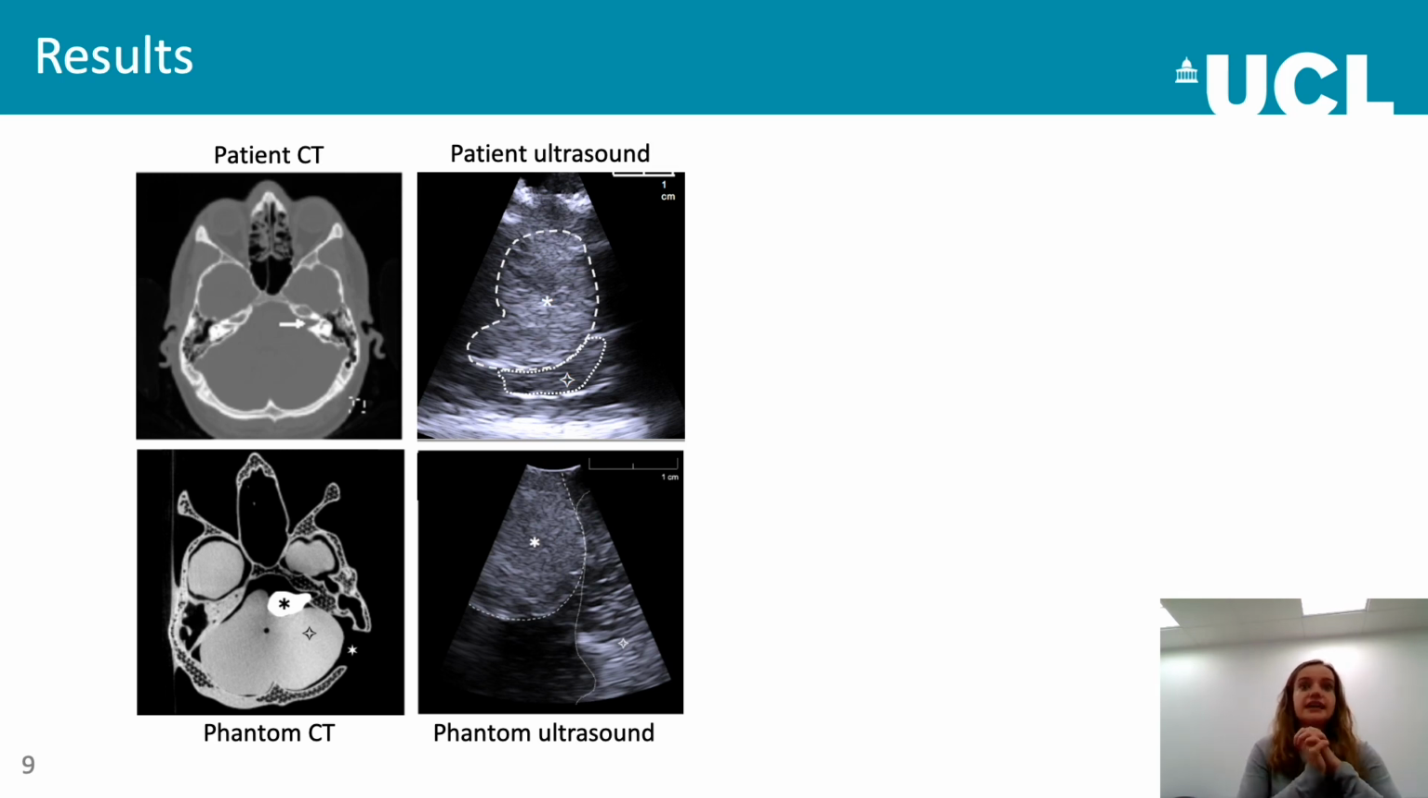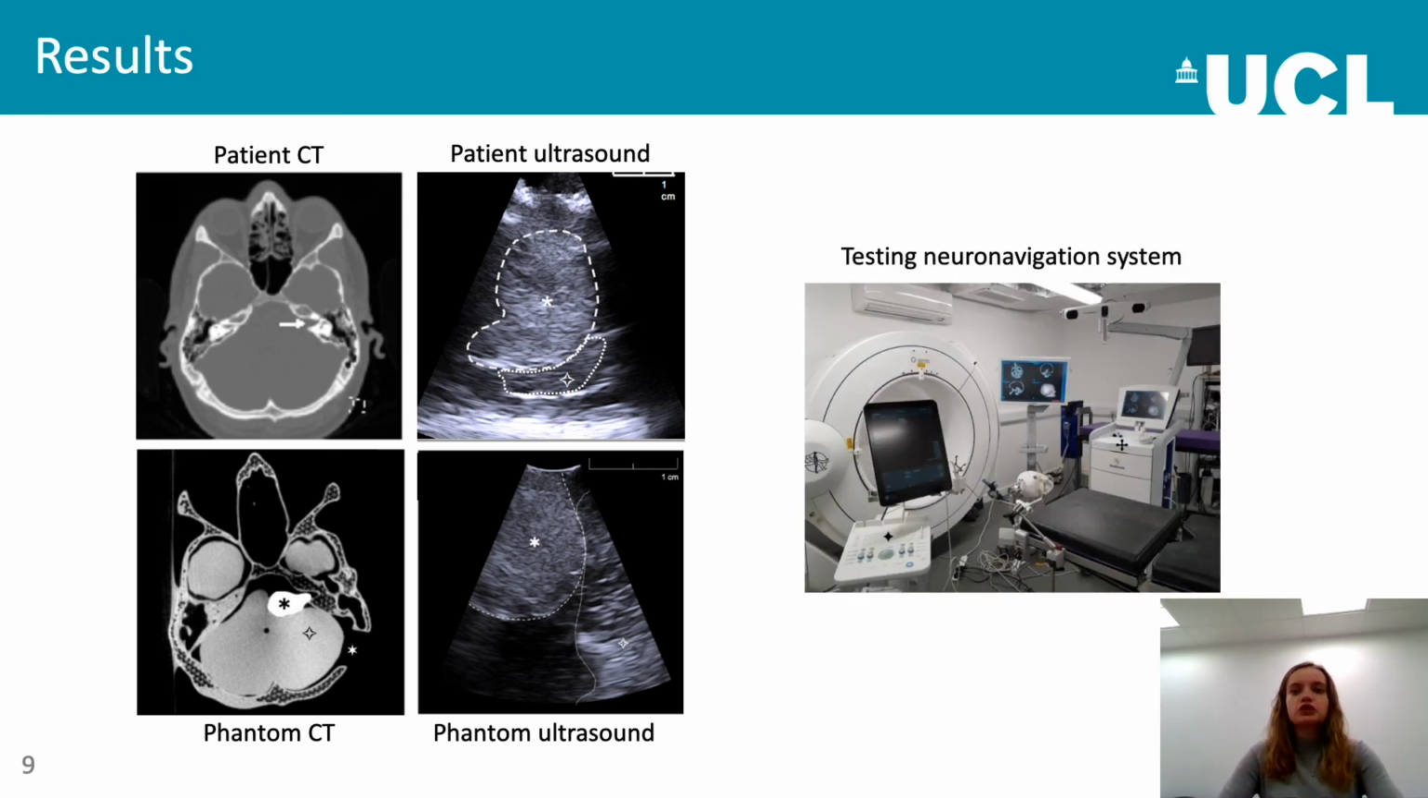And then on the right hand side, you can see at the top the patient ultrasound with the asterisk marking the tumour area and the diamond at the bottom highlighting some healthy tissue. And the phantom ultrasound image at the bottom you can see as well. And again, it was really easy to find the tumour with the ultrasound. That's what the asterisk marks there. And then there's also some healthy tissue surrounding it. So we were really happy with these results, and Dr. Shapey was able to use the phantom for testing his neuronavigation system in the virtual operating theatre.